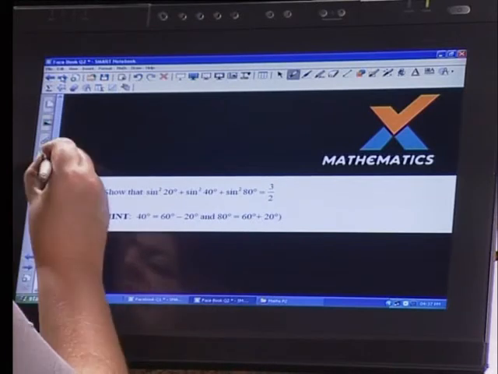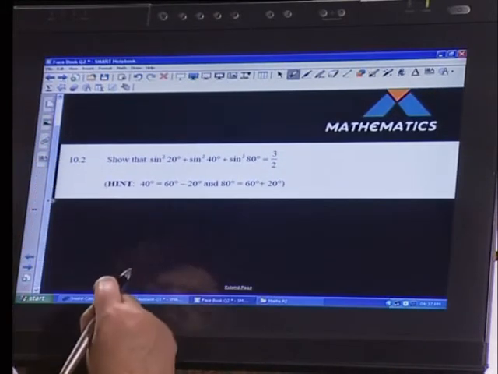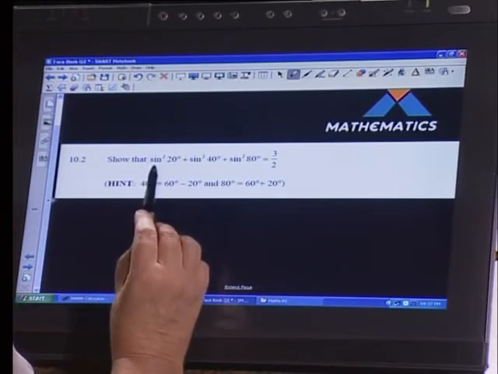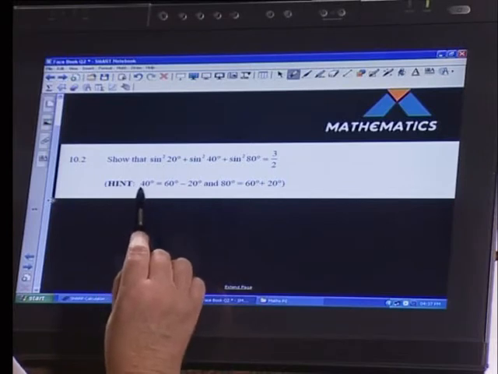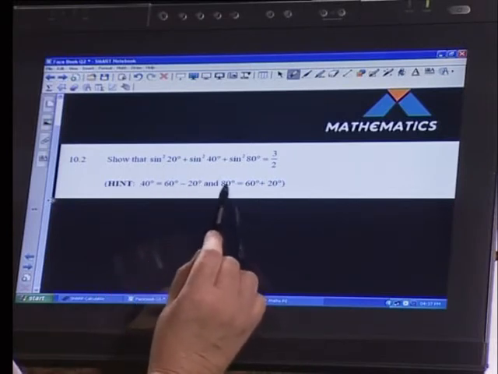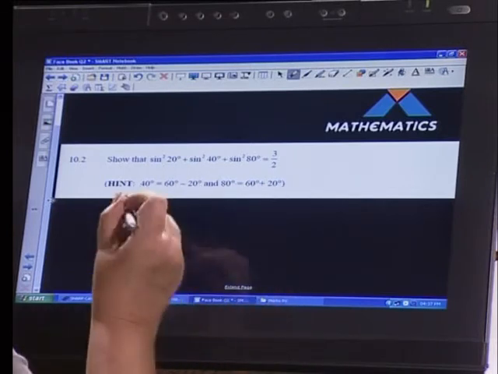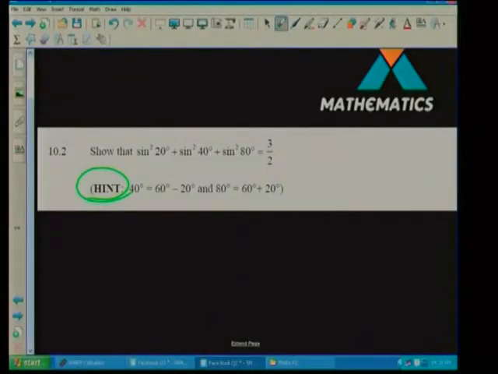Right, the next one that was sent in is another one that also causes great fun in games, and I've seen this one many times before. It says, show that this happens. Now, they're kind. They say hint, 40 degrees is 60 minus 20 and 80 degrees is 60 plus 20. So they've actually helped you out. If they don't do that, that was quite a mean question, but with that it becomes very easy.